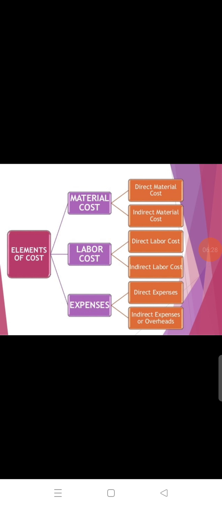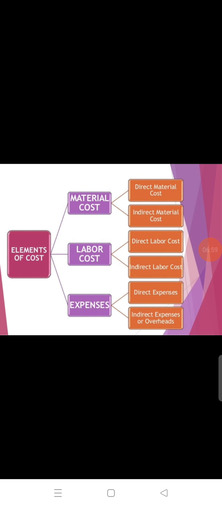For example, wages of spinners and weavers in a textile factory. A concern provides wages for the spinners and weavers. Those are all labor directly involved in the production. That type of wages is called direct wages. That type of expense is also called direct labor.